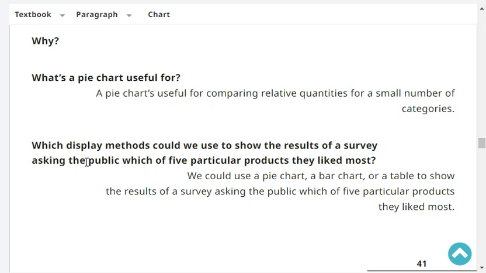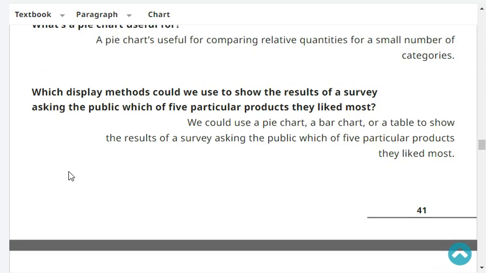Which display methods could we use to show the result of a survey asking the public which of five particular products they like most? We could use a pie chart, a bar chart, or a table to show the results of the survey asking the public which of five particular products they like most.